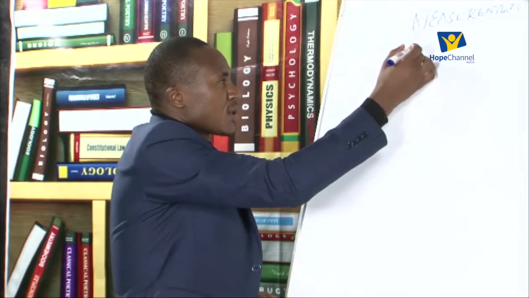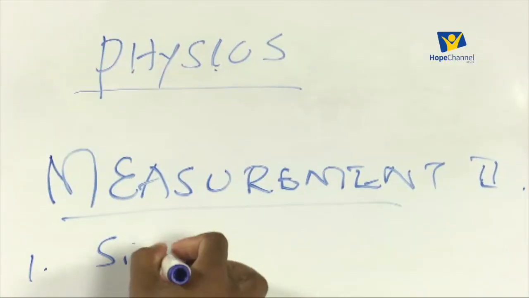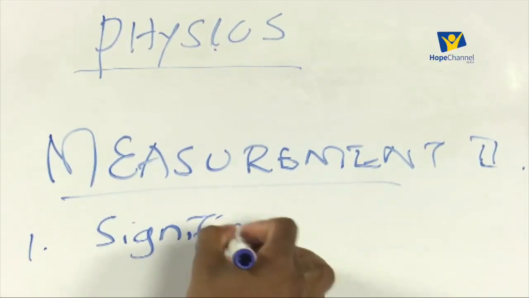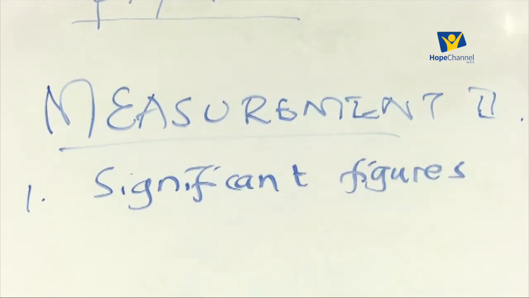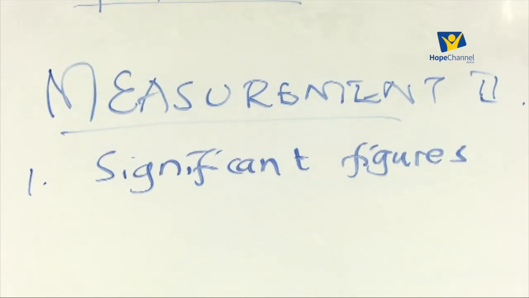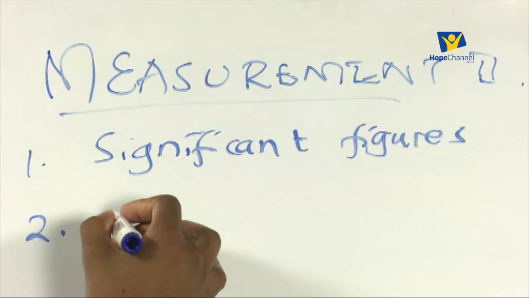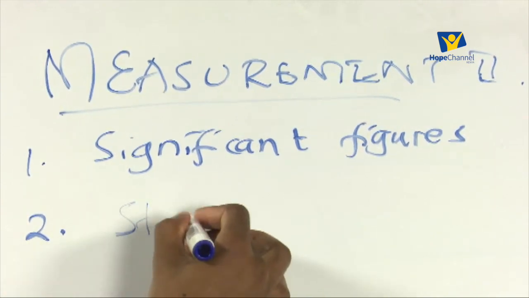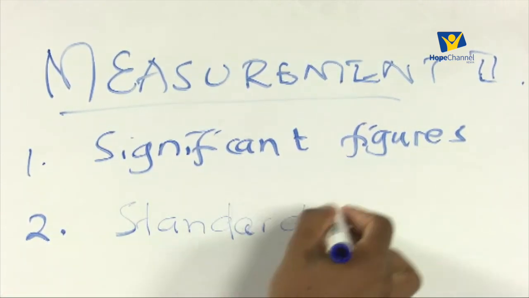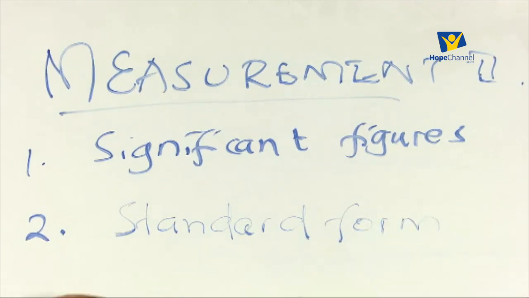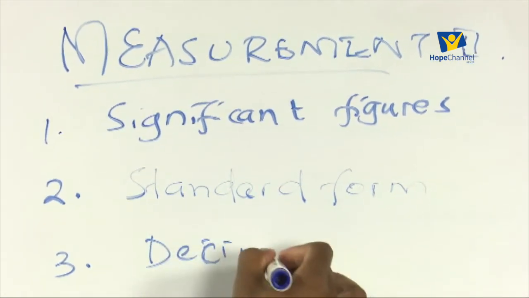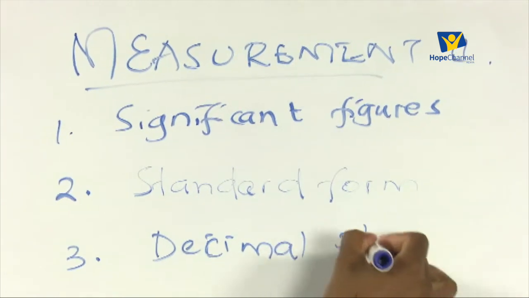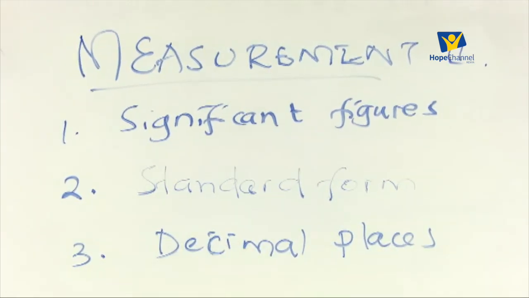Number 1, we talked about significant figures. That is, if you are given a calculation to do, you are going to express the answer according to a given number of significant figures. Then number 2, we talked about a standard form of writing the answers. And finally, we talked about how to write numbers according to given decimal places. So these are the components we discussed in our previous lesson.